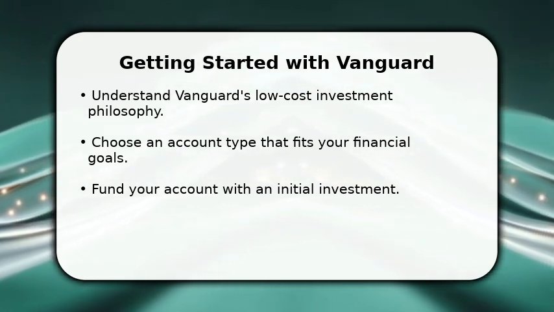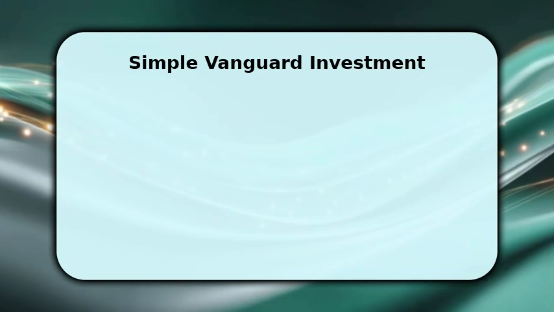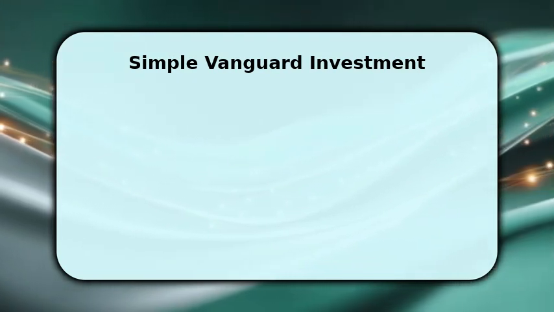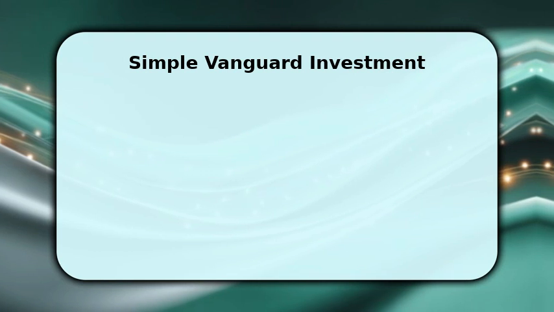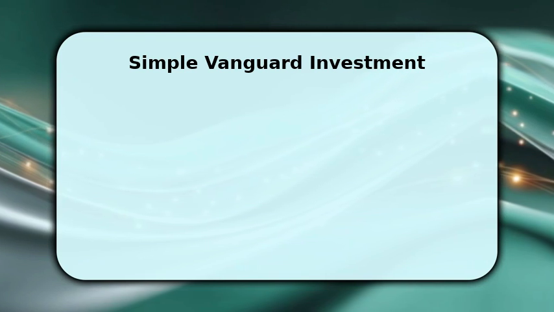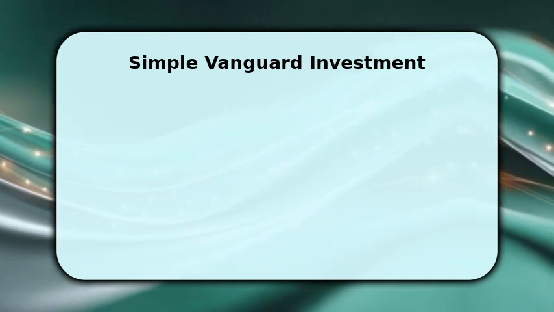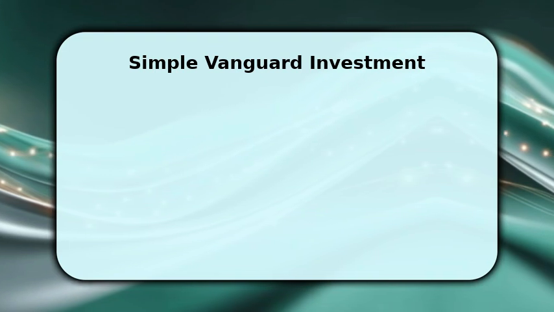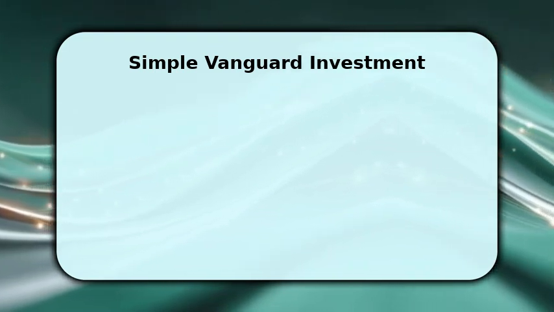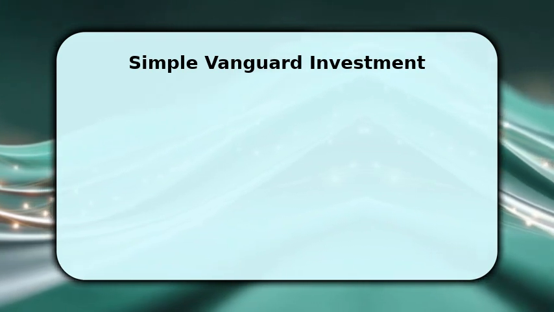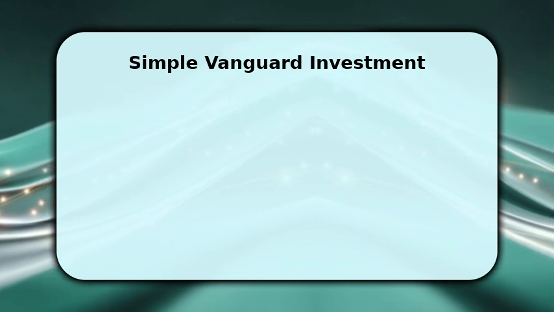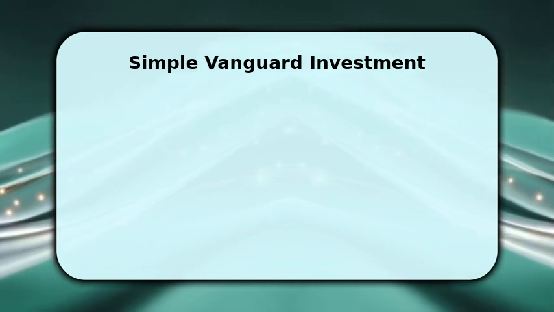Finally, select your investments. For a straightforward approach, many investors find success with a single broad market index fund, or ETF. These funds, like the Vanguard Total Stock Market Index Fund, provide exposure to thousands of companies, offering excellent diversification. Their expense ratios are incredibly low, often less than 0.1%, meaning more of your money stays invested. This simple strategy is often considered a highly effective way to invest for the long term.